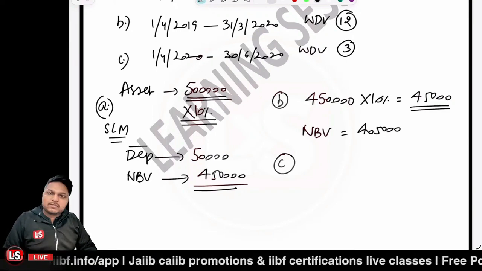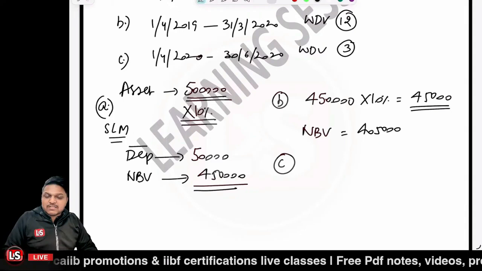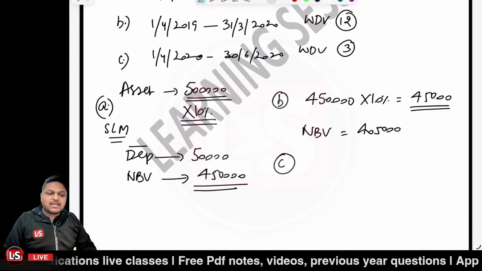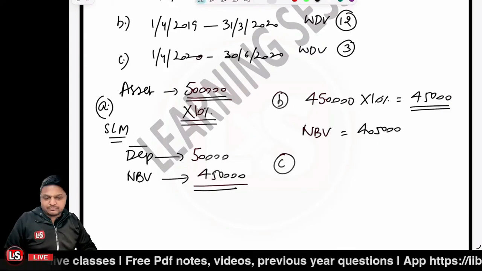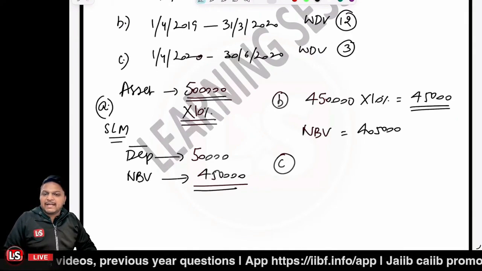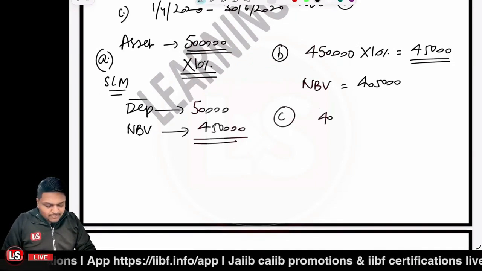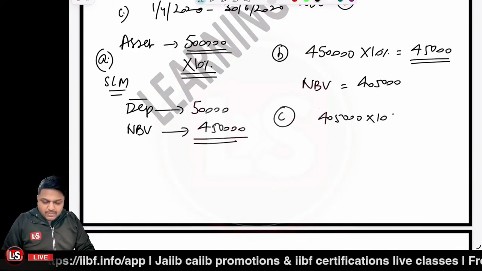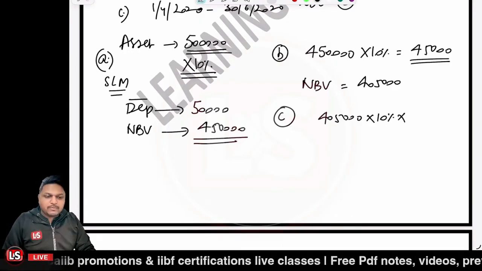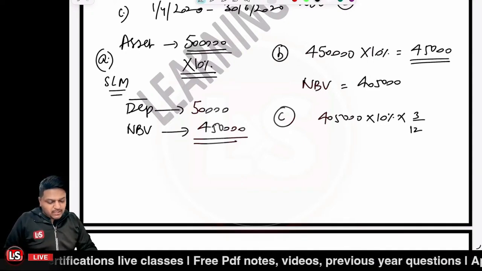And after that, the case C, where we are still following the WDV method, and the depreciation is to be charged. But here, the depreciation is not to be charged for the 1 year. It is to be charged just for a quarter, because we held the asset for just 3 months and not for 12 months, right? So we will be calculating the depreciation on 4,05,000 at 10%, and it will be calculated for 3 months. So it is 3 divided by 12.